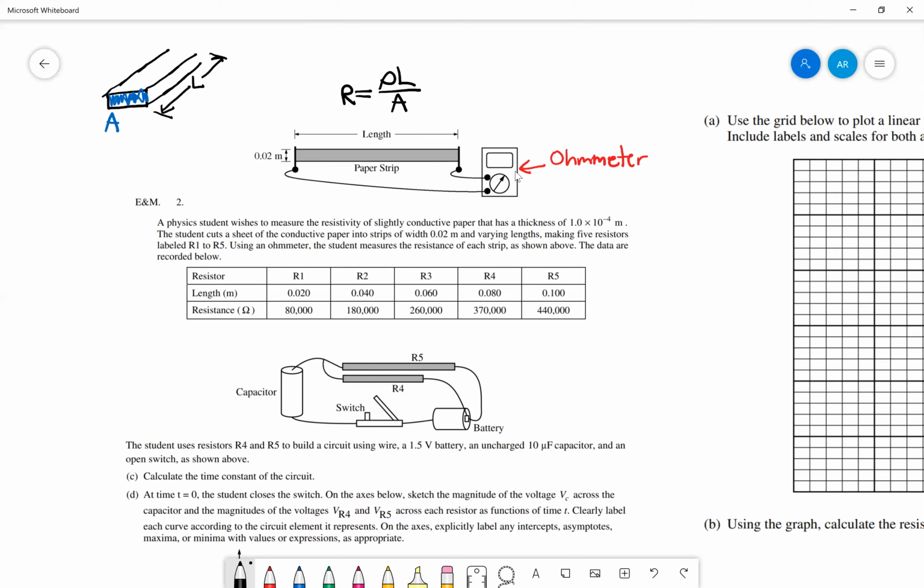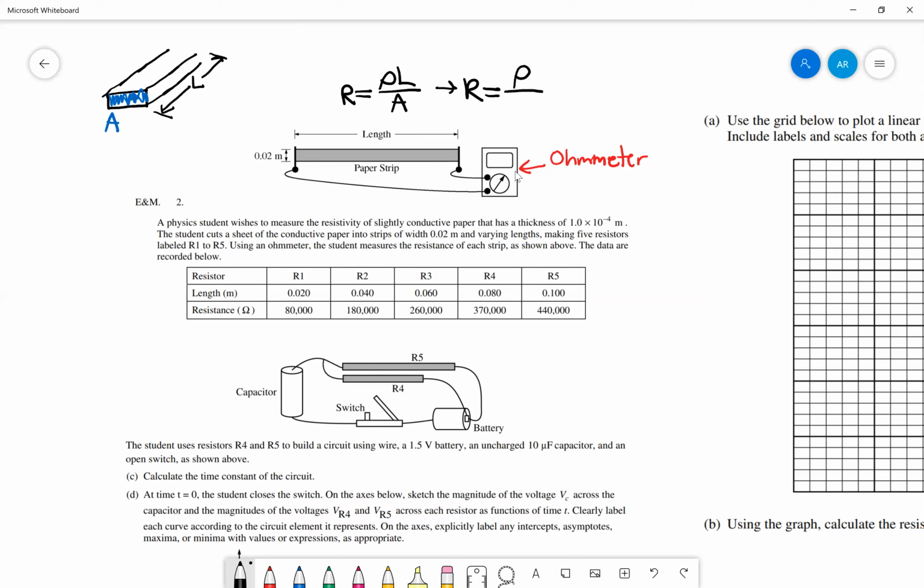Over A. Now, how do we start? Well, you can see that we can create a linear graph. R equals P over A. And what I'm going to do is replace A, our area, with more things that we already know.